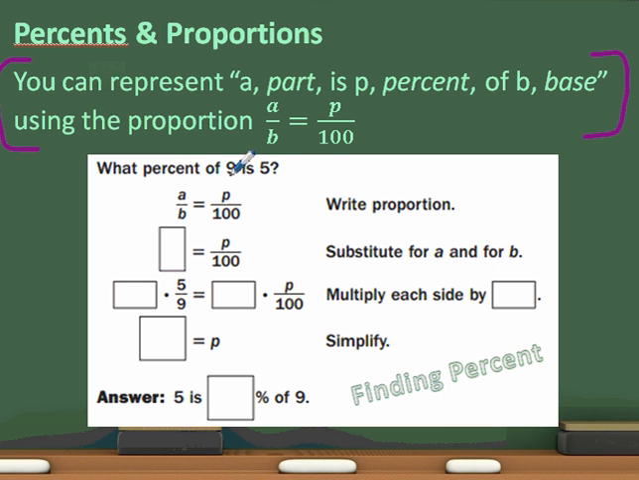What percent of 9 is 5? Well, we know we're looking for percent because it's telling us what percent. So we know we're dealing with the numbers 9 and 5. So 5 is going to be the A, or the part, and 9 is my base, or my whole, and I need it to become equal to percent over 100, or P over 100. So I need to think about how I'm going to do this.